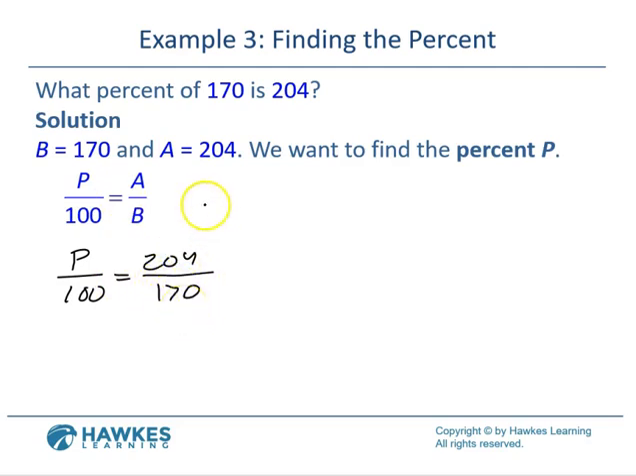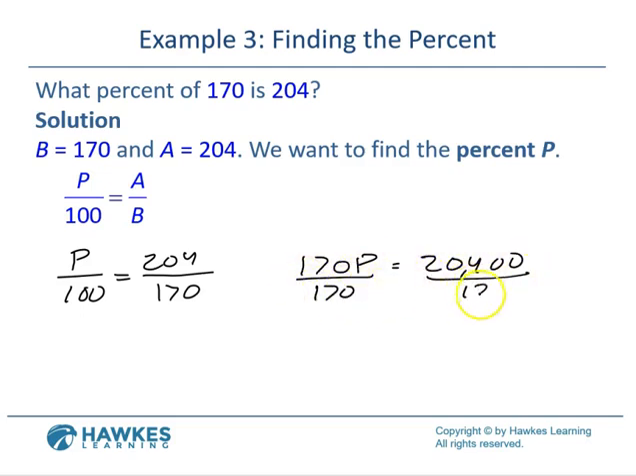Okay, so what we can do is to find this P, you can go ahead and cross multiply if you like. So if we do that, we're going to get 170 P, and then we're going to get 204 times 100, so add 2 zeros, and we get 20,400. Divide off the 170, just like we did when we were doing the proportions. Okay, pop that in the calculator. We got 20,400 divided by 170, and you get 120. So you get 120%. Okay, 120% of 170 is 204.